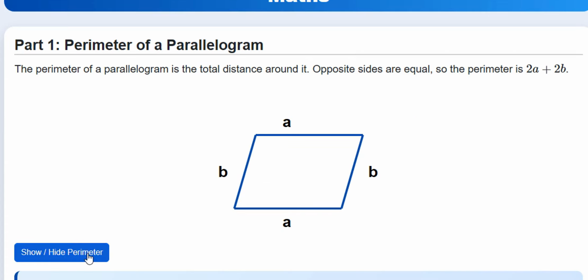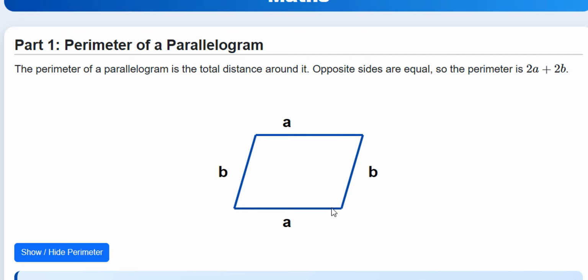And the perimeter will be given by adding A plus B plus A, then plus B again. The reason why you see we have two A's is because a parallelogram has two opposite sides which are equal. So this side and this side are equal, this side and this side are equal.